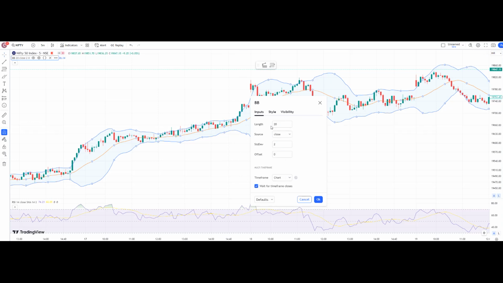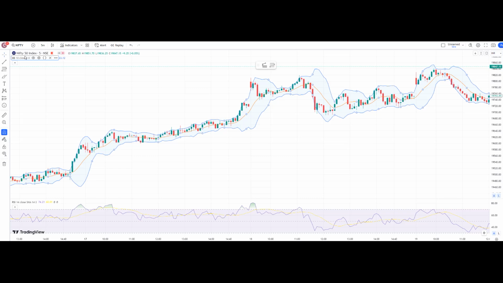So if you change the length of 20 to 10, we can see that there is a change in the settings. So if we change the periods to 10, we can see the quicker movements. So based on a trading style, we can set the desired parameters.